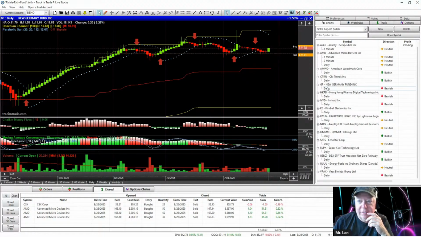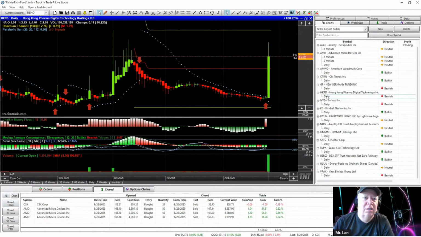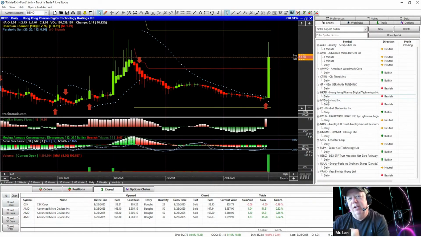New Germany Fund. Oh, wow. Hong Kong Pharma. You guys been buying your Hong Kong Pharma? Is that what's going on here? Why do we have Hong Kong Pharma on the American Stock Exchange? Hong Kong Pharma Digital Technology. That's weird. It's a digital pharmaceutical. They're developing drugs for the robots that are coming out in the future. Maybe that's what they're doing.